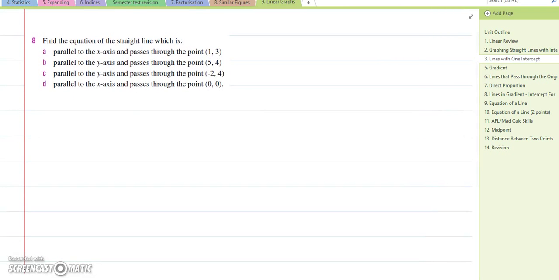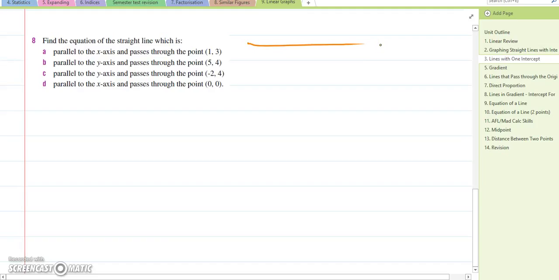You might even get some questions like this. So find the equation of the straight line which is parallel to the x-axis, meaning that it is horizontal and passes through the point 1, 3. And we're going to use our y value there. So that would just be y equals 3.